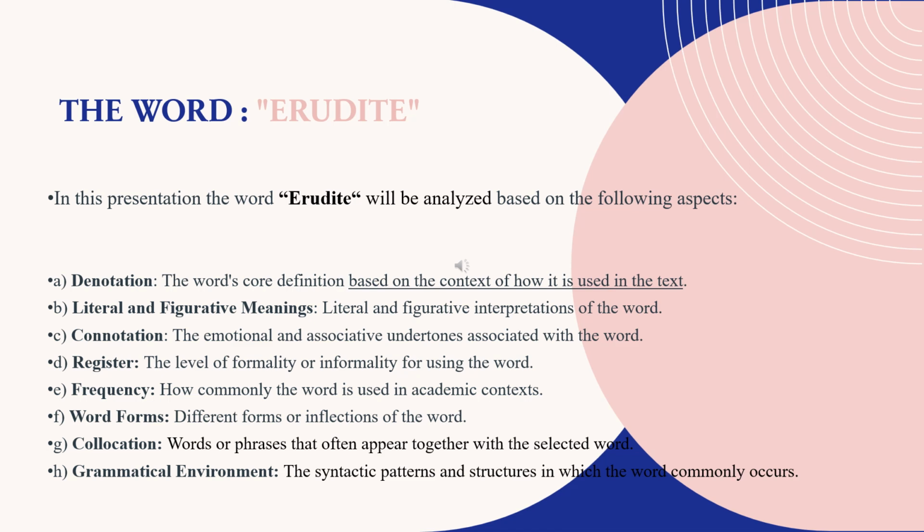The sixth one is word form, which are the different forms or inflections of the word. And the seventh C is collocation, which means the words or phrases frequently appearing with a selected word. And finally, the last one is the grammatical environment, meaning the syntactic pattern and structure in which the word commonly occurs.